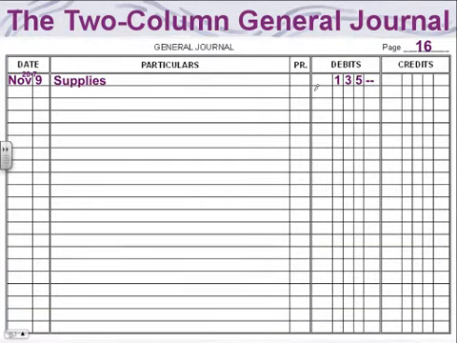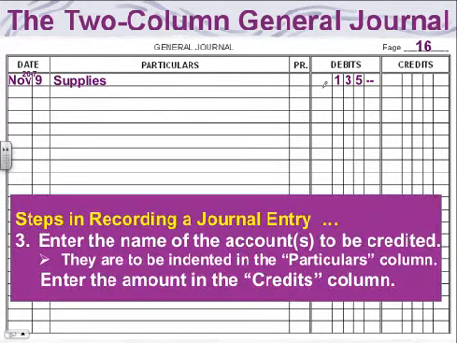So for example, if we bought supplies, we're going to debit it. So it's the first account and it's right against the margin, and the amount, $135, goes in the debit column. How do we get these supplies? Well, this is the credit part. Enter the name of the account to be credited second. Debit always comes first, credit always comes second.